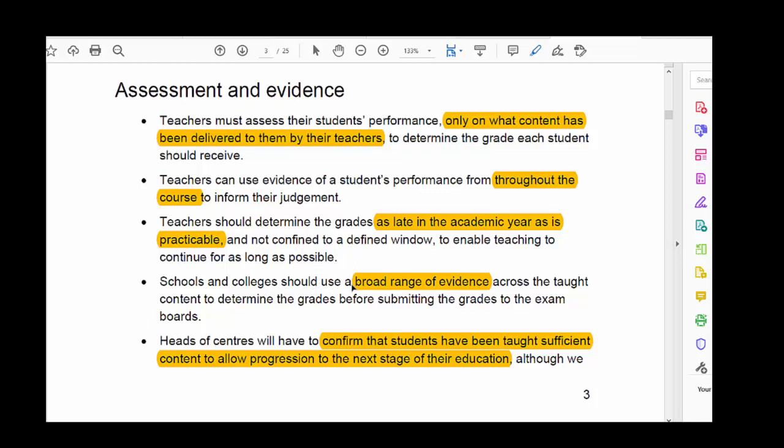Schools and colleges should use a broad range of evidence to determine the grades before submitting them. So what this is saying, I think this applies more to other subjects other than maths. And then the heads of centres, so the head of your exam centre or school, will need to confirm that students have been taught sufficient content to allow progression to the next stage of their education. So for example, if you're doing GCSE maths, then the head of centre will need to confirm that you have been taught enough content to be able to progress onto the A-level course.